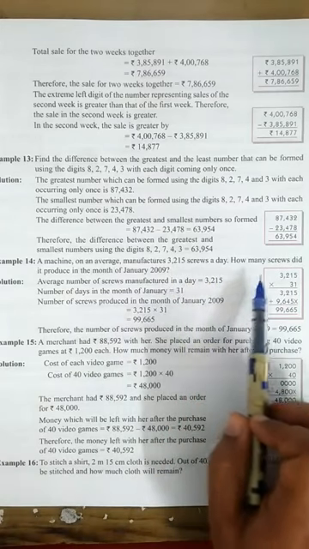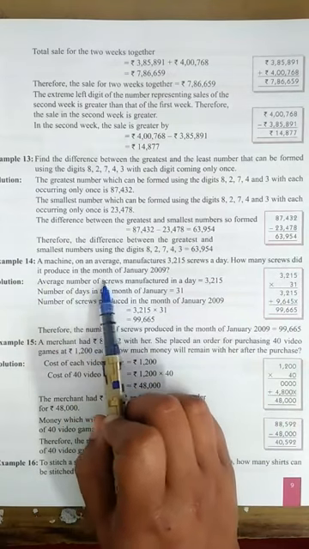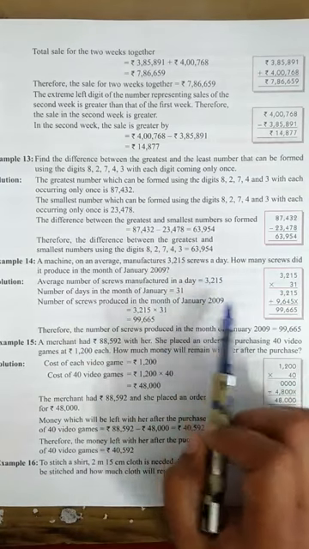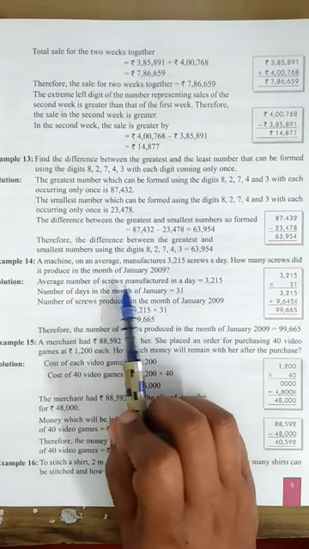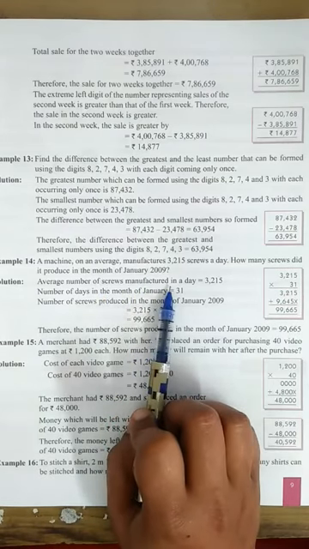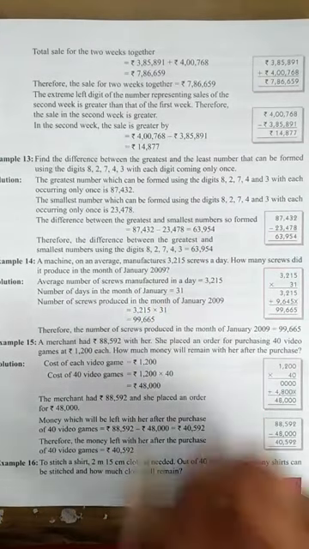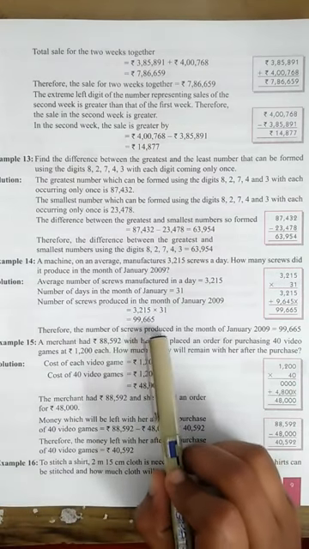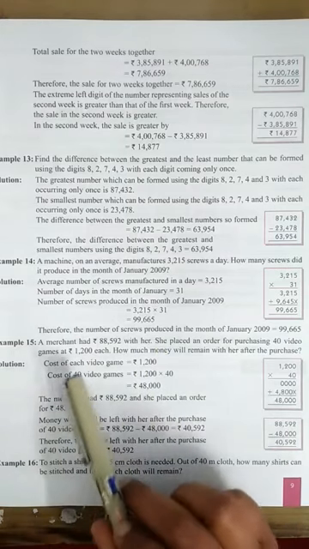Next is, a machine on an average manufactures 3,215 screws a day. How many screws did it produce in the month of January 2009? Now we have to tell how many screws were produced in the month of January 2009. As you know, in the month of January, there are 31 days. So, number of days in the month of January is 31. And number of screws produced per day is 3,215. So, we multiply both and we get our answer, that is 99,665.